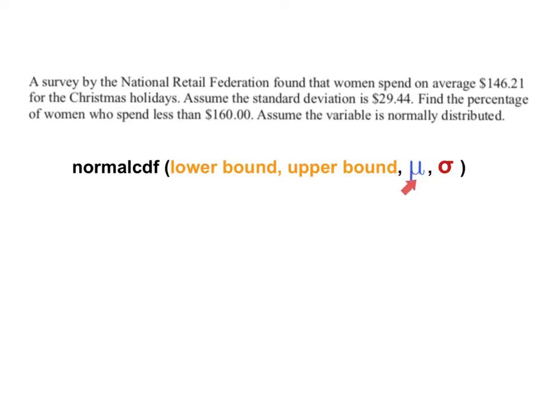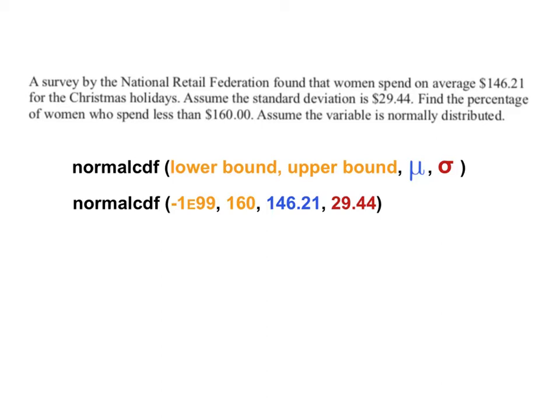As I showed you before, when these are 0 and 1, it just will give you the table E value. So in this particular problem, since it is less than 160, the left bound is negative infinity. The right bound is 160. Then I have to change the mean and the standard deviation. And then it'll do it for you.